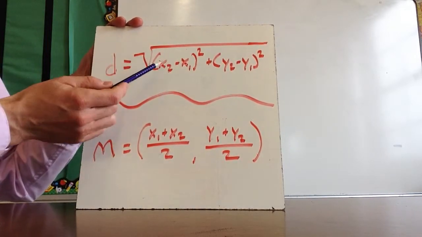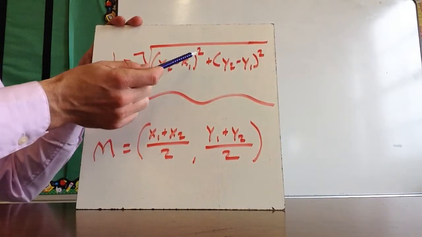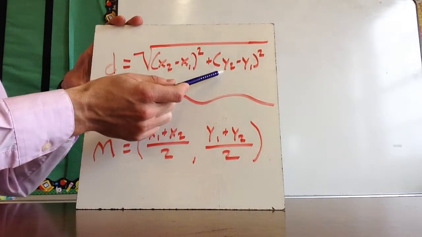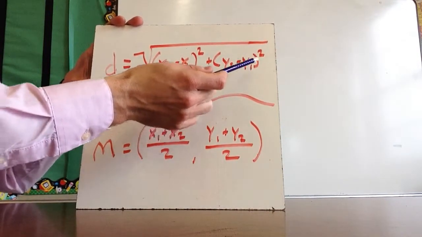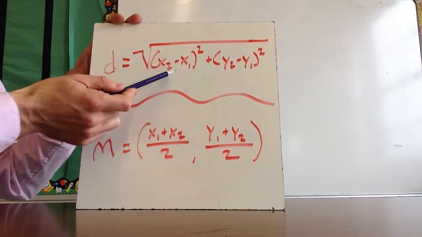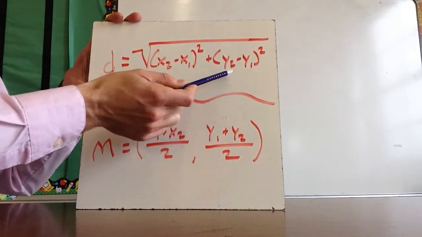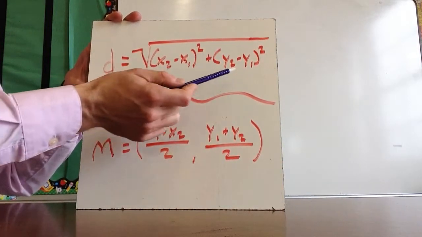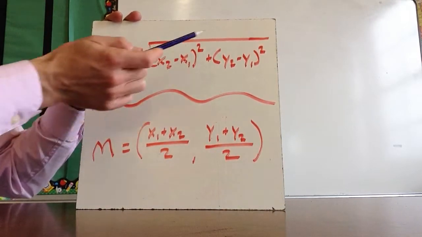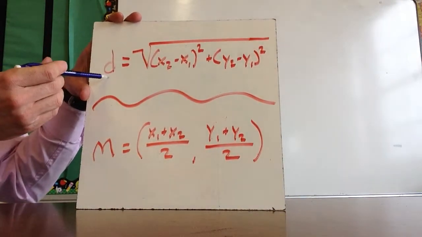Distance equals the square root of x2 minus x1 squared plus y2 minus y1 squared. So I'm going to take the difference of the x values and square it. Take the difference of the y values, I'm going to square it. I'm then going to add those two numbers together, and then I'm going to find the square root. That will give me distance.